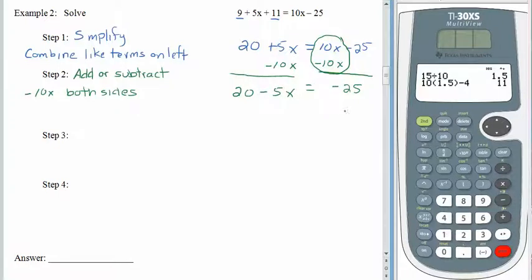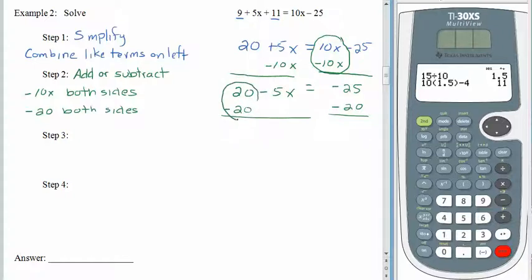Okay, we're getting closer. Variables are on the left. This constant needs to move. I want the constants on the right. How can I do that? I can subtract it. Don't forget to do this to both sides. Right, this is a positive 20, so to make it go away, we will subtract 20. Both sides.